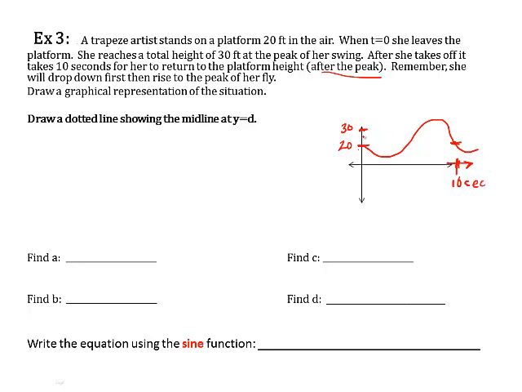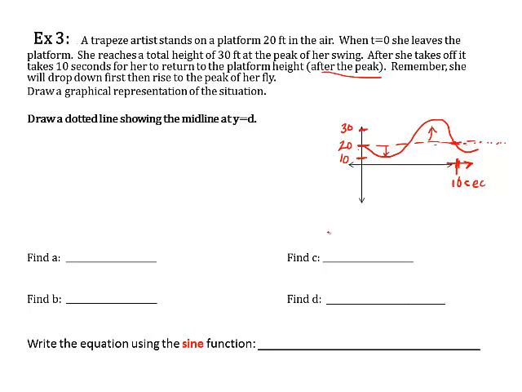So let's think here, okay? If here's the midline right here, that's the platform height, right? Think about how far is she going down? Well, if you don't know for sure, think about how far is she going up. We know she's going up 10 feet, right? That means she has to go down 10 feet. She's not going to go below ground level. She's going to just go down to 10 feet in the air. So draw the dotted line showing the midline at y equals d. Well, we kind of figured that out because that's where the platform is, all right?